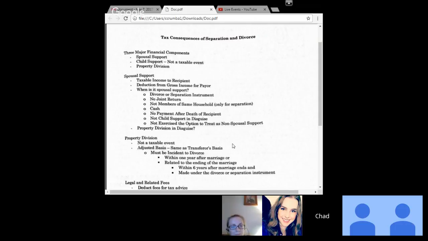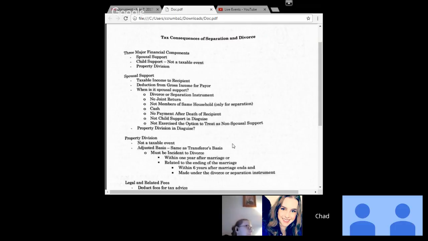That means you don't have to continue paying spousal support after you're dead or after the death of the person. That means it's not really support if you're already gone. That means it's something else. You're paying out what? Either child support or property division. You're paying out property. Okay, it can't be child support in disguise, and you can't exercise the option to not treat it as spousal support, and it can't be property division in disguise.